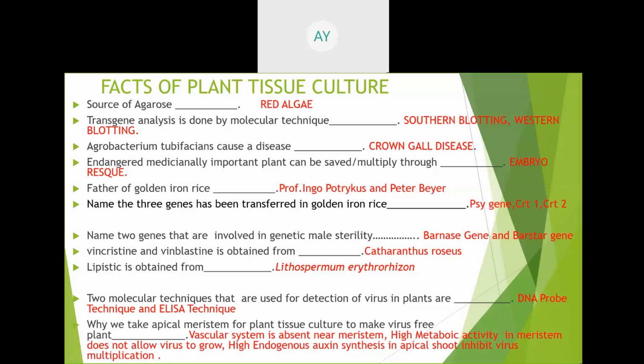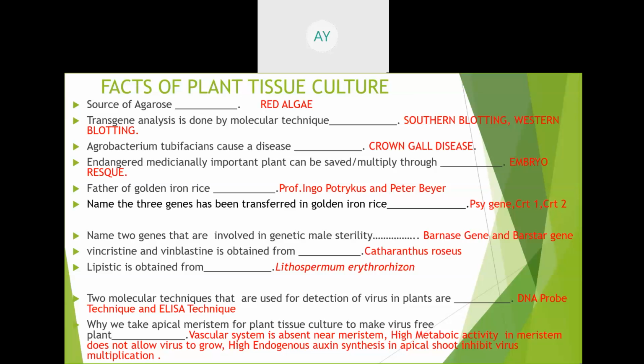Then why do we take apical meristem for plant tissue culture to make virus-free plants? This is a very important question. Why do we use it? Why do we take apical meristem? Because the vascular system is absent near the meristem. What do you mean by vascular system? Xylem and phloem, through which there is a flow of food, minerals and water from root to leaf and from leaf to all parts. That is the pathway of flow. So the pathway through which water and minerals pass and food is distributed is the one through which the virus can transfer.